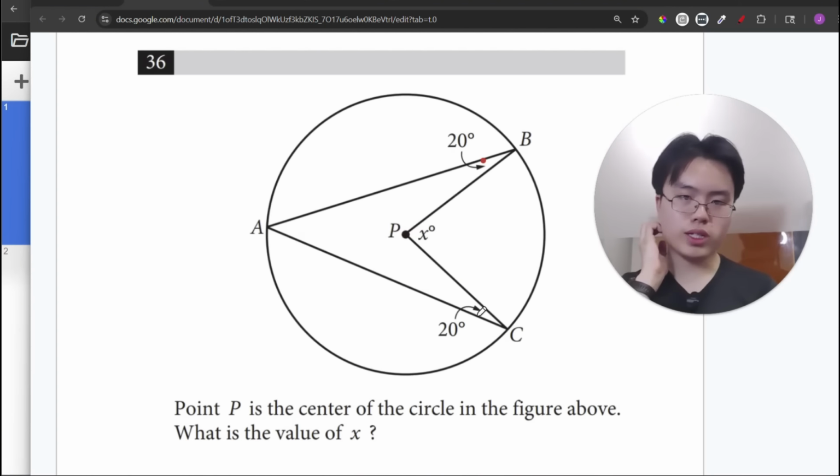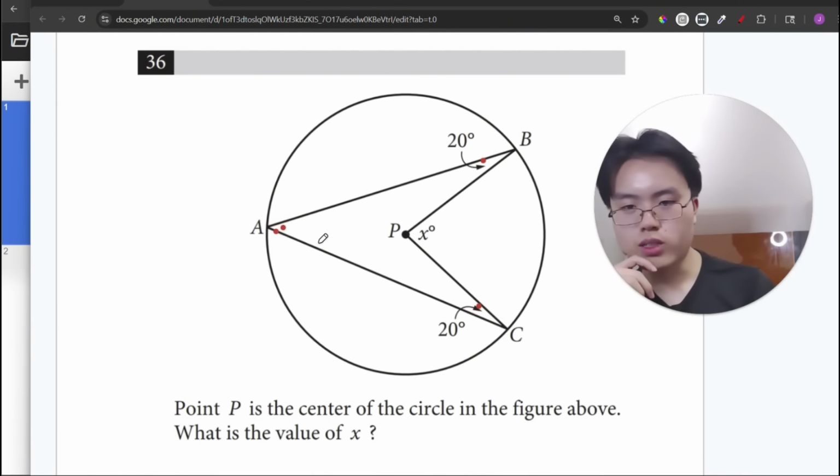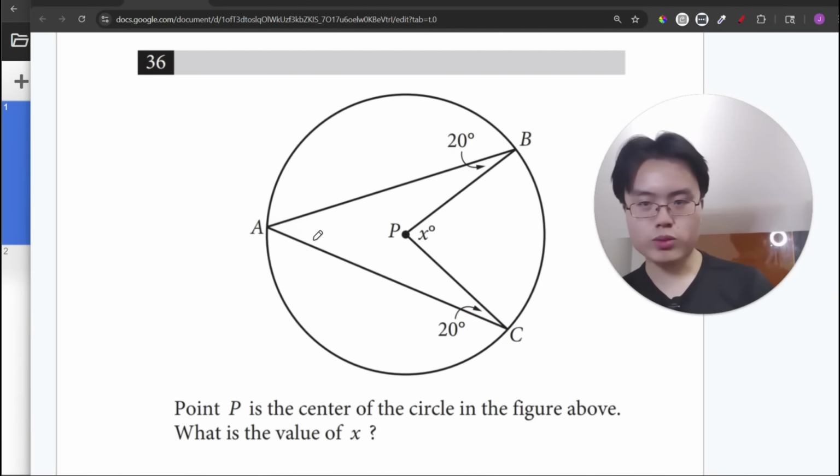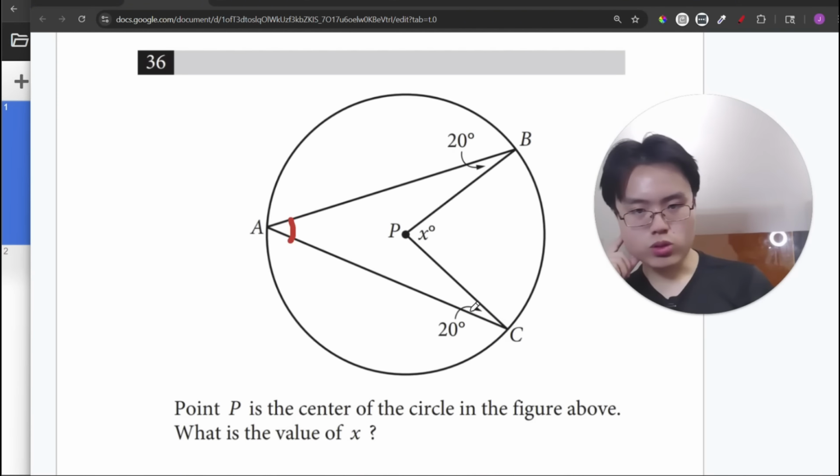We know these are 20. But how does that translate to this? You might think, oh, this looks like it could be 20 as well, and you put 20. I don't know. You have to actually prove it. You have to prove what this angle is. You can't just do it. And you probably try.